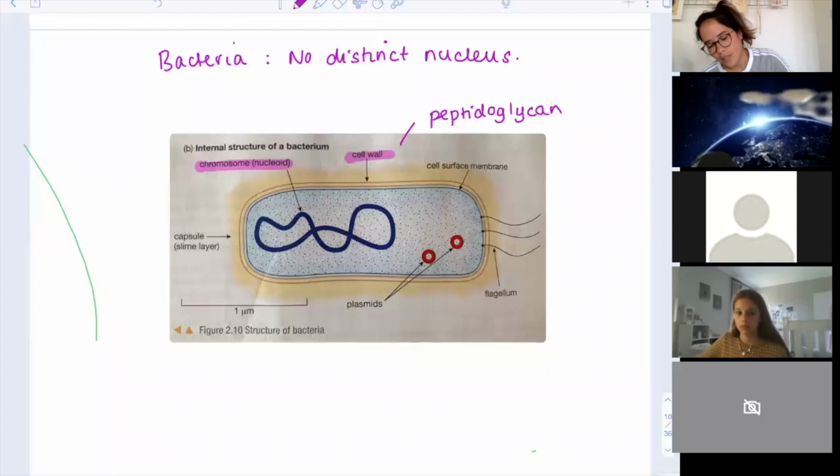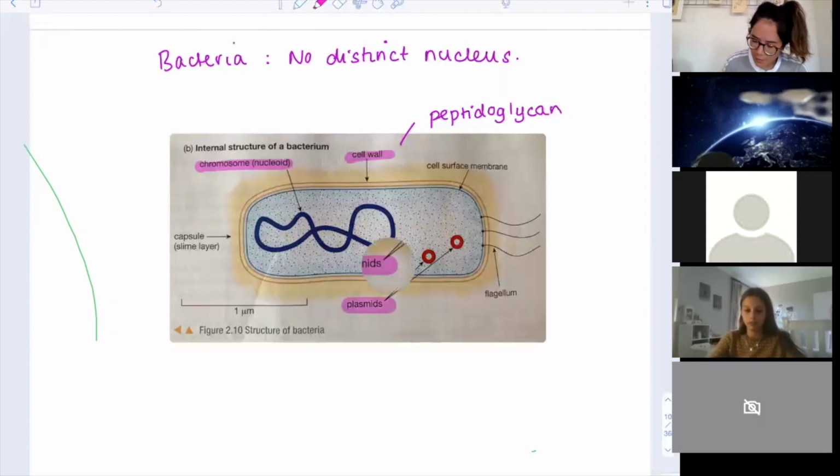And you'll find that it simply exists as a chromosome or a nucleoid. You also have other parts of the bacterial cell which contain genetic material, which are known as plasmids. We have the cell surface membrane. We have cytoplasm.